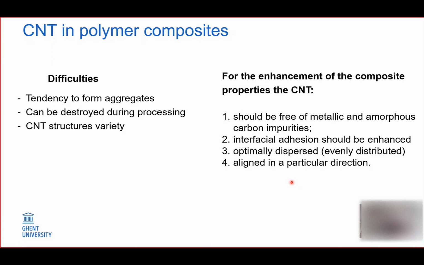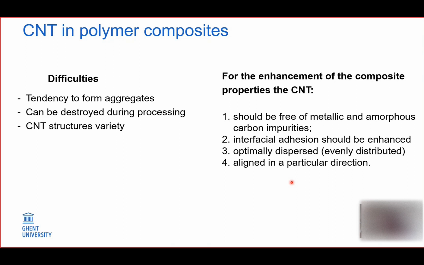During processing, we can destroy carbon nanotubes, and of course that will also decrease the material properties of our composite material. And as I mentioned before, the structural variation of carbon nanotubes is significant, so we need to keep in mind what we are putting inside. If we are changing the source of the carbon nanotubes, that may affect their structure and in the end the material properties of our composite.